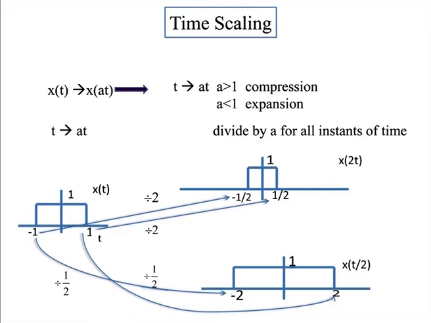The same way, if we take a less than 1, a equal to 1 by 2, then t to at means t divided by 1 by 2, which is nothing but multiplying by 2. So, t equal to 1 is going to t equal to 2 and t equal to minus 1 is going to t equal to minus 2. So, this shows the expansion of the signal. We can easily see this in the figures given in the slide.